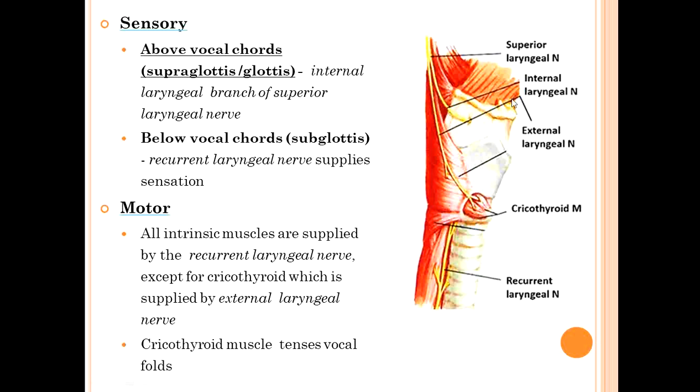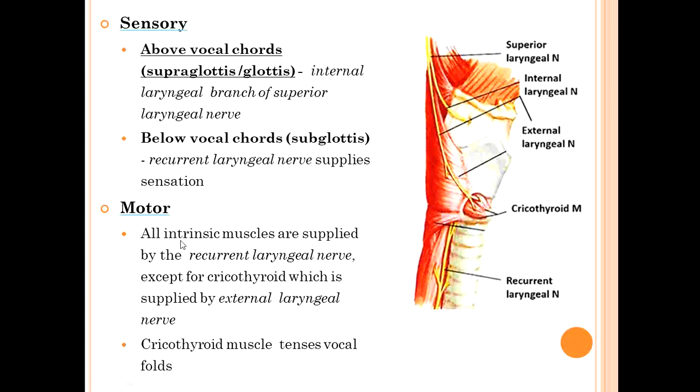I told you that the thyroid membrane is pierced by one nerve and vessel. The nerve is the internal laryngeal nerve and the vessels are the superior laryngeal vessels. So above the vocal cords, that is the supraglottic and glottic compartment, the supply is the internal laryngeal branch of the superior laryngeal nerve, and below it, the subglottic compartment, it is supplied by the recurrent laryngeal nerve.